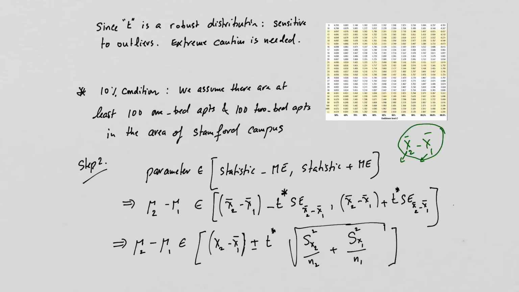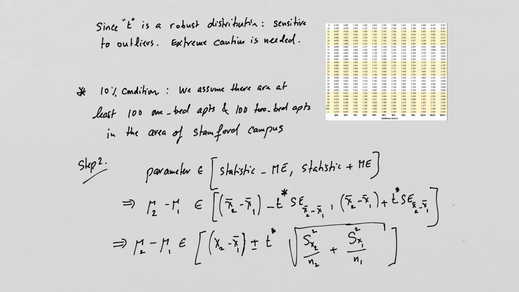And so that's the general formula, okay? Now, the parameter, which is mu2 minus mu1, is captured by my statistic minus t, not z. This is called the critical value, this t. That's why we put t star, so we don't confuse it with the old t. It's a critical value times the standard error of my statistic, and then the same thing here, okay?